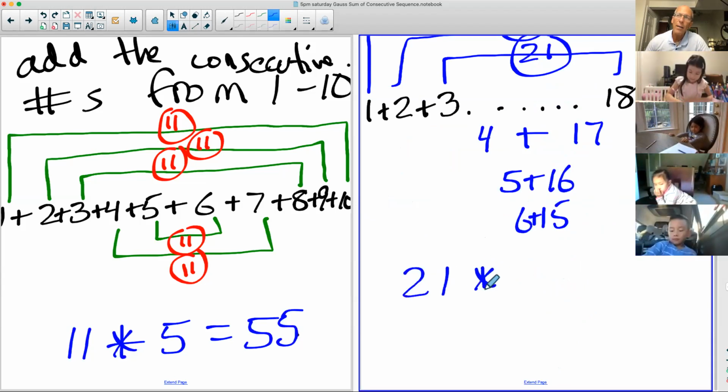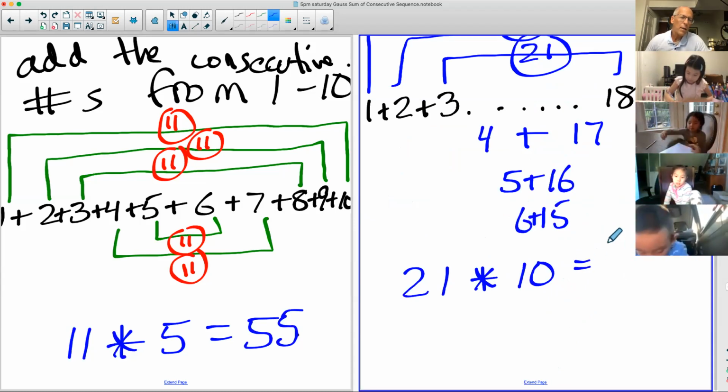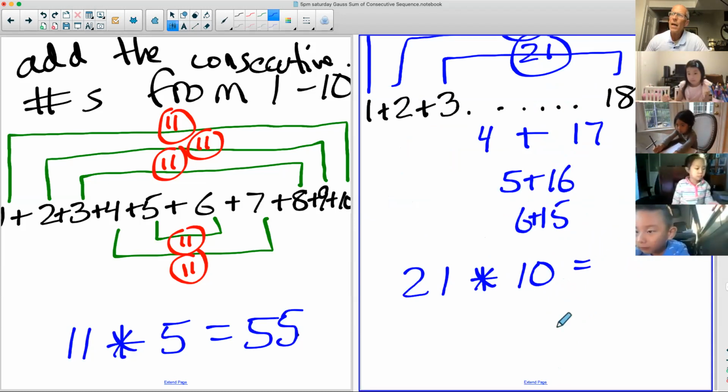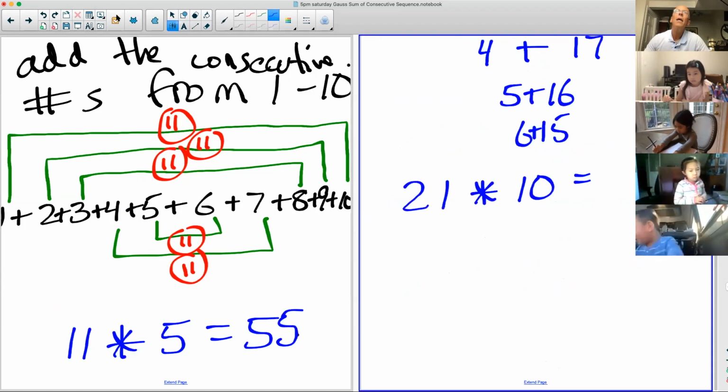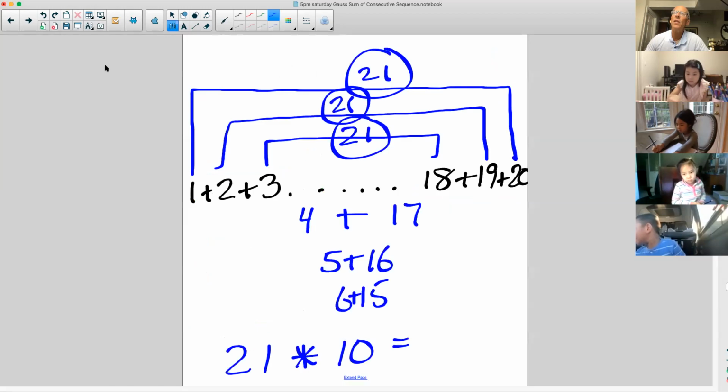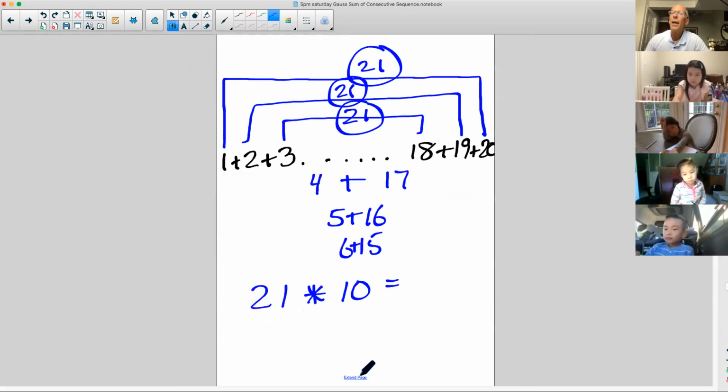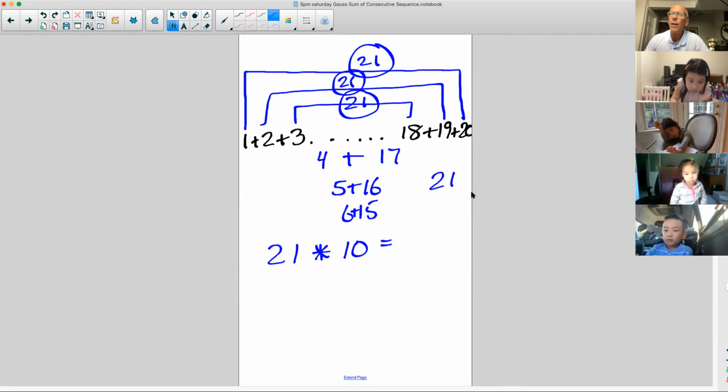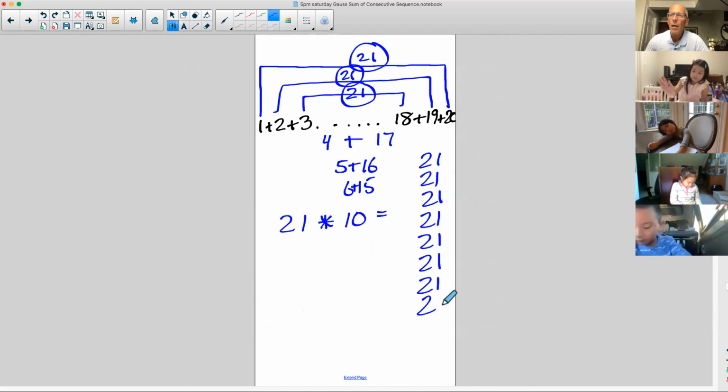21 times 10. Now, I really like these numbers, but I think what I'm going to do for you guys is I am going to do a single page display, and I'm going to write out 21 10 times using repeated addition. Can you guys please do that? 1, 2, 3, 4, 5, 6, 7, 8, 9, 10.